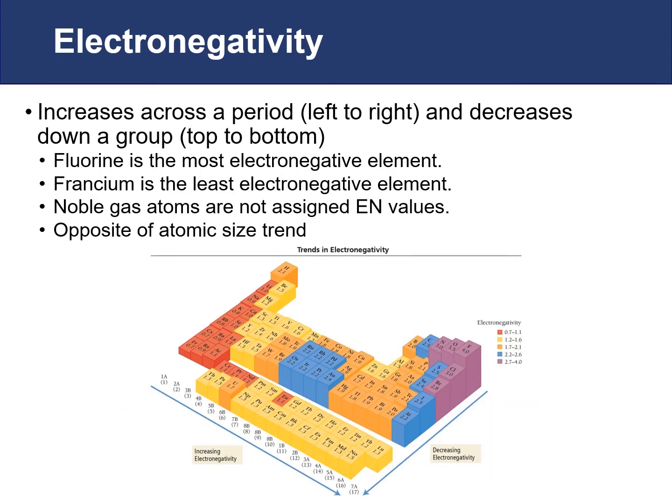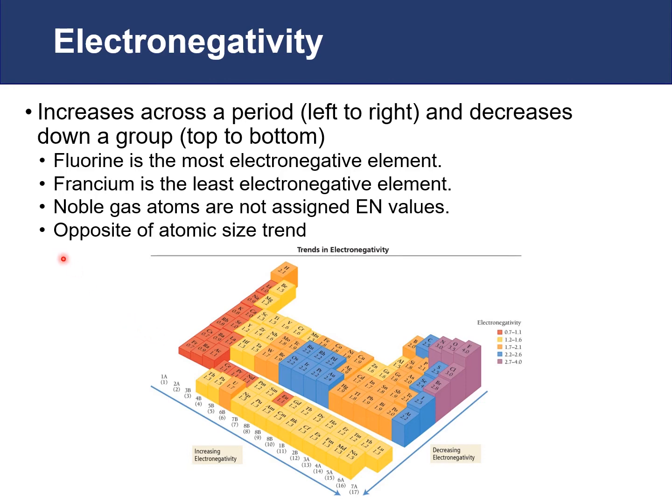The general trend in electronegativity along the periodic table is that as you go up and as you go to the right along the periodic table, things become more electronegative. So the most electronegative atom is fluorine. The least is francium. Noble gases are not assigned an electronegativity value because electronegativities are defined as the pull of the electrons towards the atom in a chemical bond, and most noble gases do not form chemical bonds, and so they do not have an electronegativity to them.